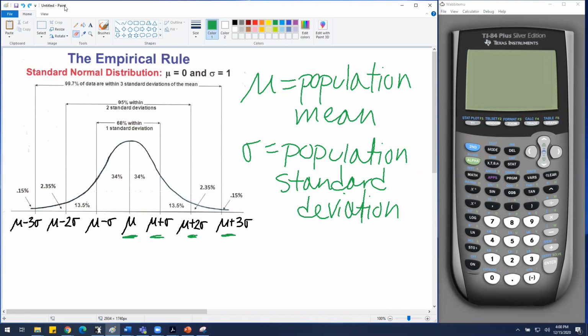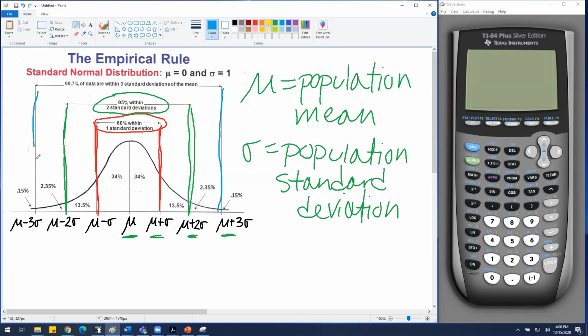Another shortcut is looking at the overall percentages within a single standard deviation. So within 1 standard deviation is 68%. Within 2 standard deviations, 95%. And then 3 standard deviations is 99.7%.